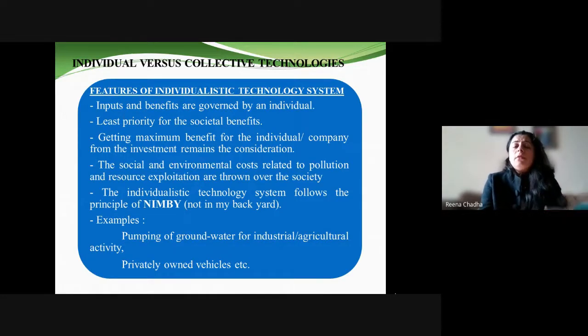But sometimes, like if I'm going to purchase a car, I'll purchase it for my own use. I'm not going to contact four other people to give me some funds for purchasing the car, because then I will have to share that car with other people as well. So there are some technologies where there is no other option. You have to go buy it individually. So the individualistic technology system follows the principle of not in my backyard.